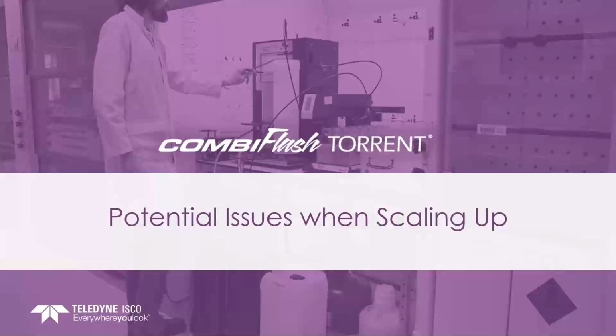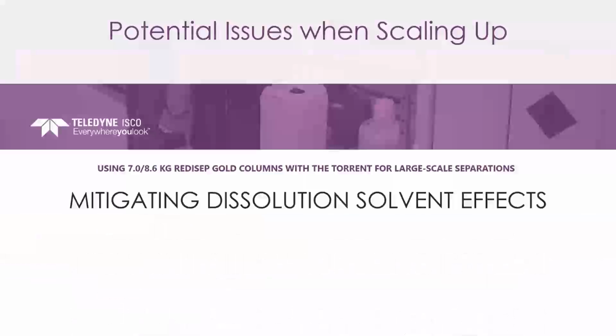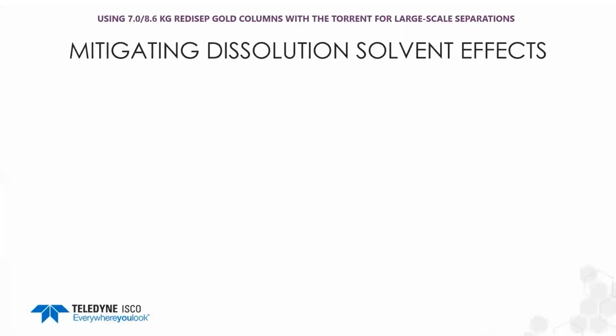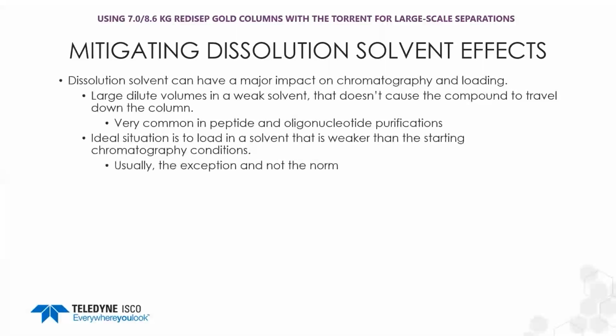So what potential issues do we need to be aware of and consider when we're scaling up? One of the main concerns when we're scaling up is how much sample we are loading, and the potential for any effects on the chromatography from our dissolution solvent. This is the same for small scale and large scale, but it's something to be aware of, especially when dissolving large amounts of compound, as the dissolution solvent can have a major impact on the chromatography and loading.